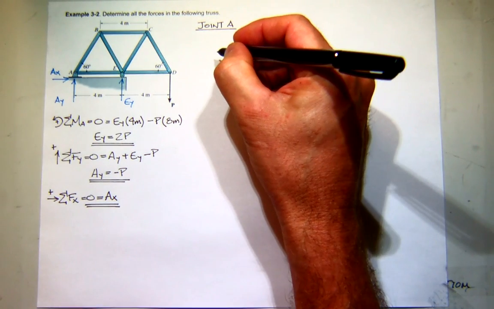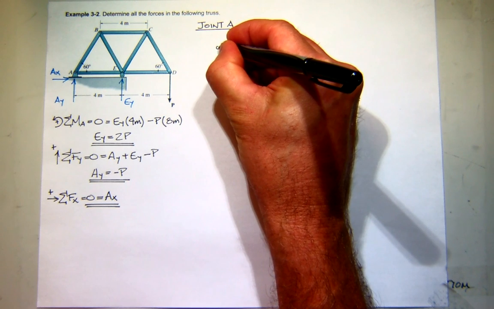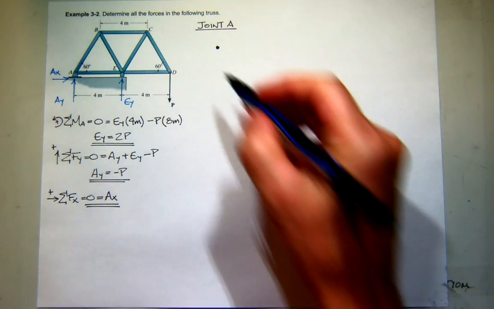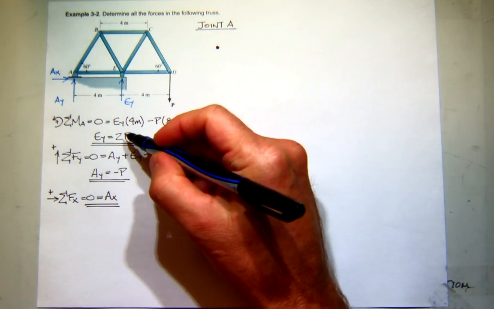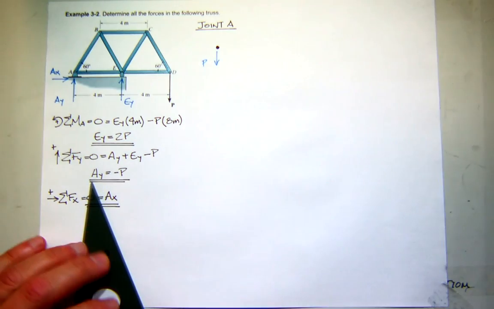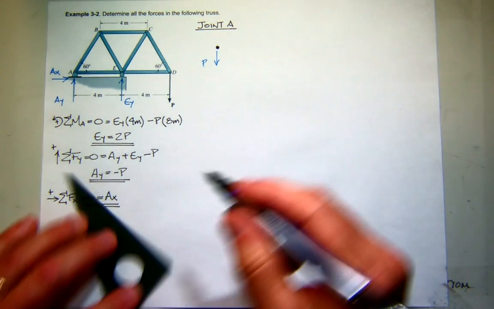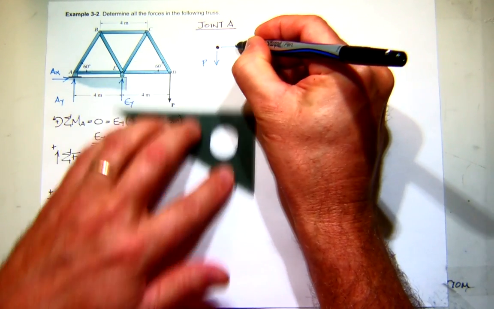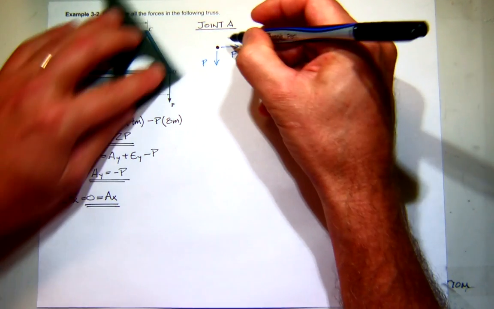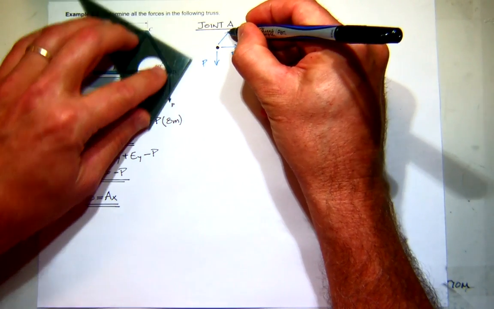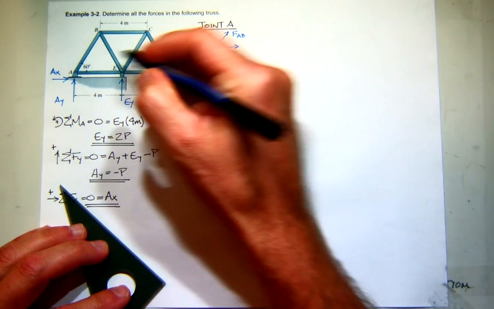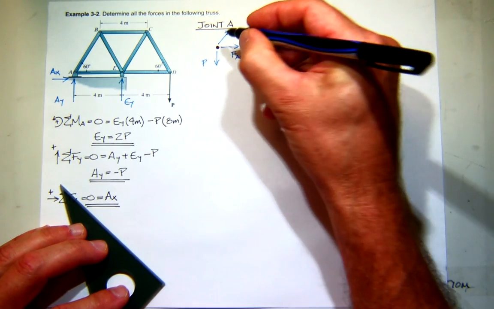Hang on, it'll take me a second to draw this. Okay, I got it. There's A. No force in the x direction. There's a force in the y direction. It's down, and it's equal to P. Now I look at the force in the bottom chord element, so that'll be the force in AE. And then I have this upper chord element, which is the force in AB. What is this angle? 60 degrees.